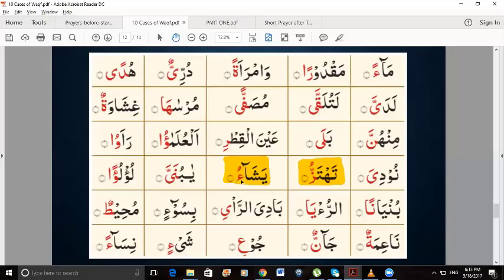That was really good. So what happens is this hamza has a dhamma on top of it. What does the dhamma change into? Sukoon. Excellent. Well done. So you would read this as yasha. So that, ya sha, excellent.